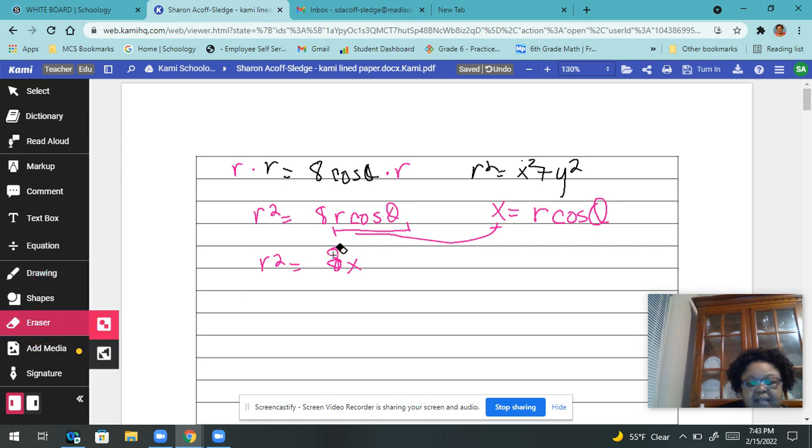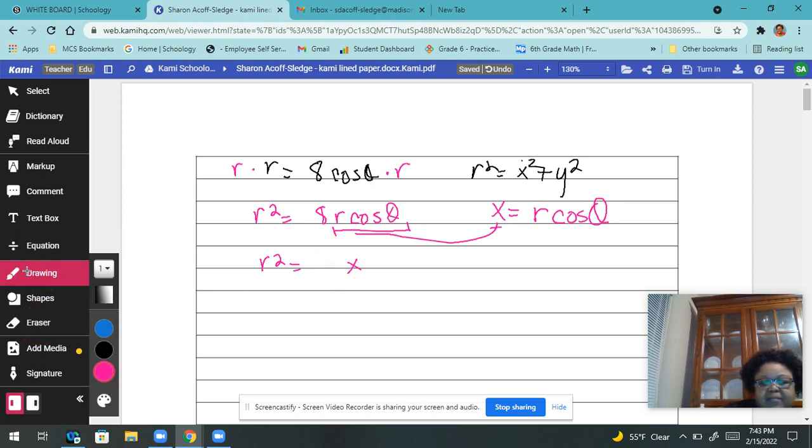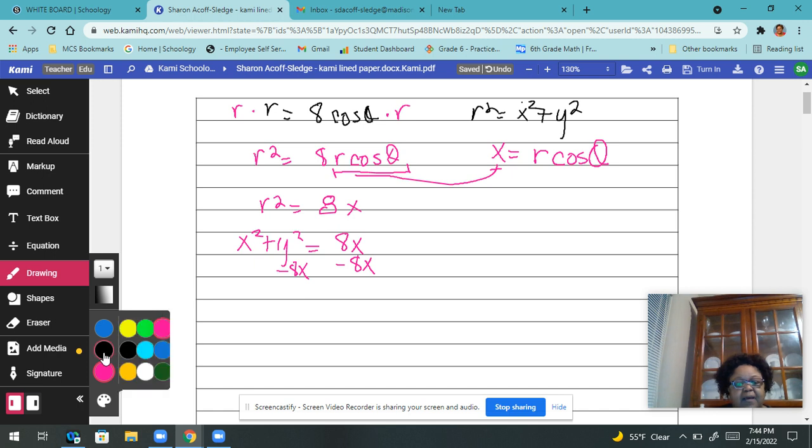Remember also that we just wrote up here that r squared equals x squared plus y squared. So let's go ahead and put that there. x squared plus y squared equals 8x. And now let's subtract 8x from each side. This is much easier than I showed you earlier, so I apologize for that. I'm going to put this with the x since it's with the x squared: x squared minus 8x, and I'm going to leave a space, plus y squared equals 0.